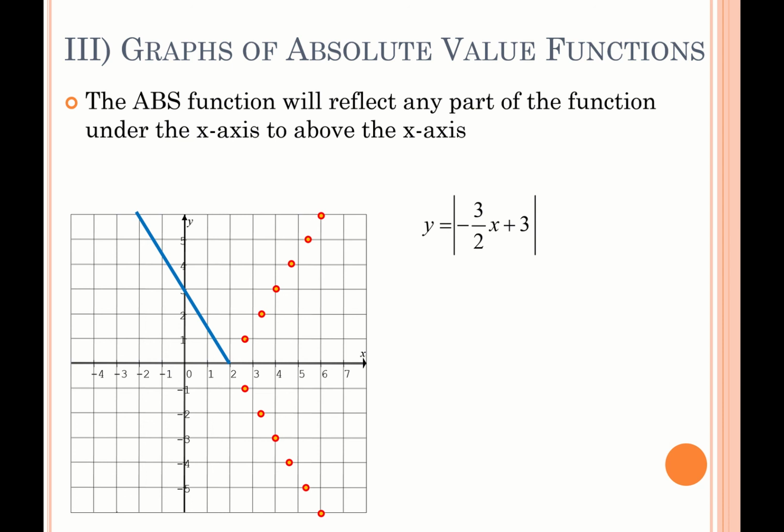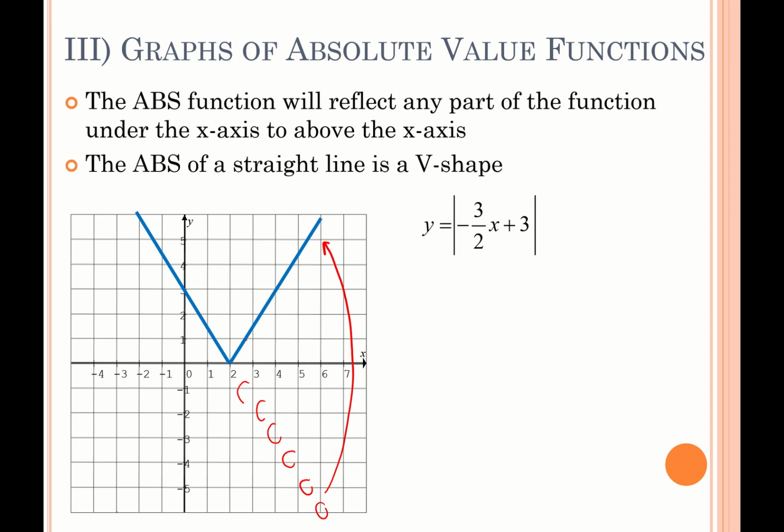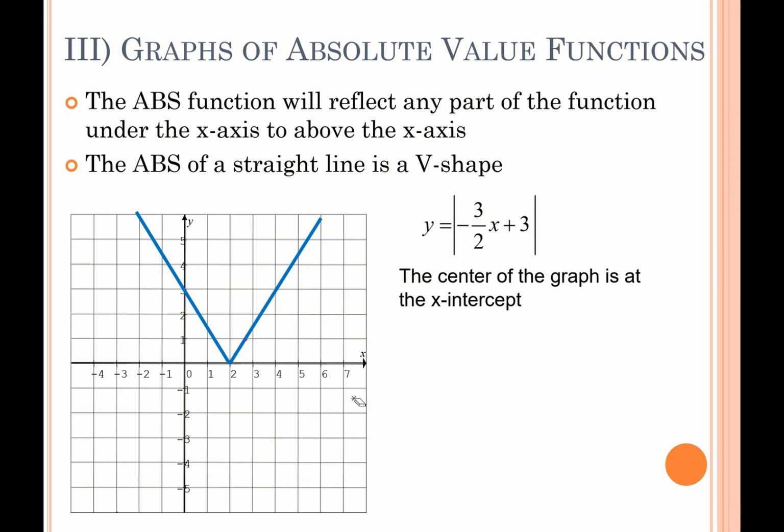And so when you take the absolute value of a straight line, the absolute value of it becomes a V-shaped graph. Okay, simply because all these points are now flipped upside down over the x-axis and it goes on top. Okay, so the absolute value of a straight line is the V-shaped graph. So the center of the graph is at the x-intercept. Okay, so if I want to find the x-intercept, you just make y equals 0. So you go 0 equals negative 3 over 2x plus 3. I'm going to move this whole thing to the other side, so you get 3 over 2x equals 3, times both sides by 2, so you get 6, and then divide by 3, so x equals 2.